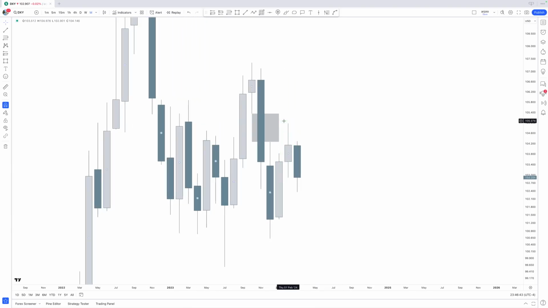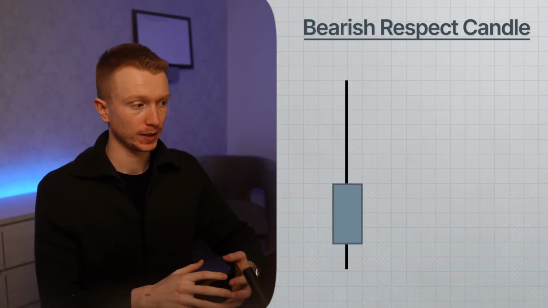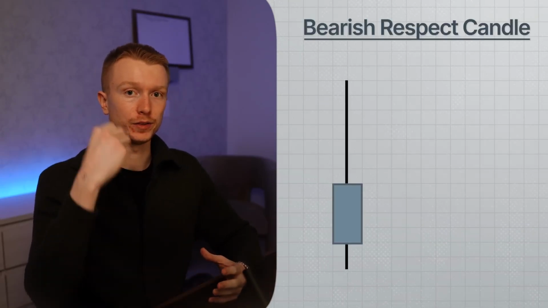Let's remind ourselves again what that candle science is. Candle science is where we have a respect candle and we have a disrespect candle. A bearish respect candle is where we have a long wick at the top.